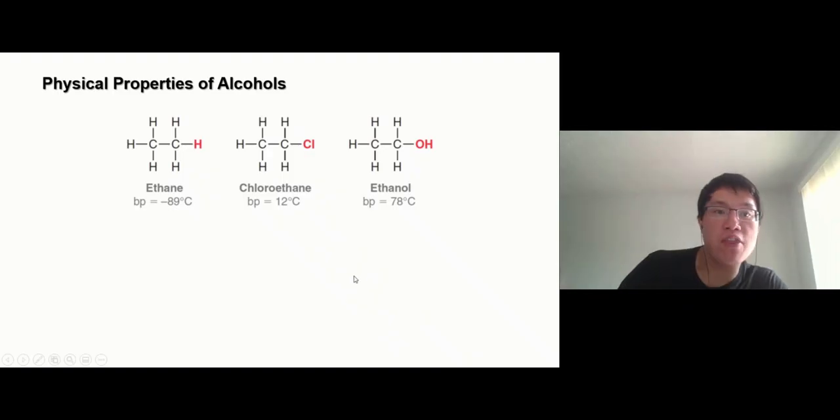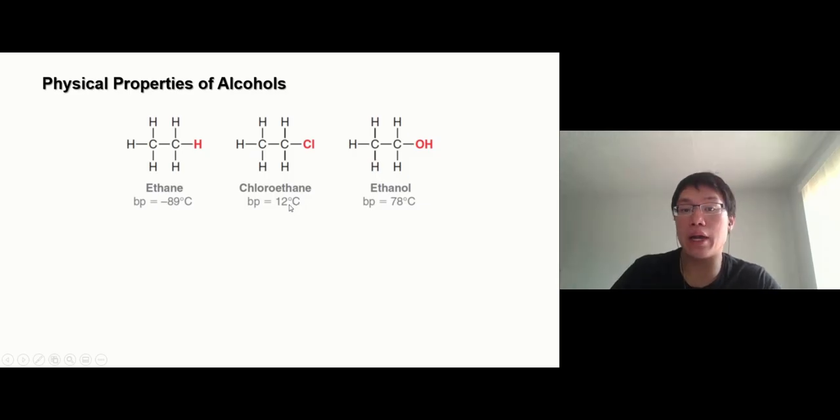Here are some physical properties of alcohols. Look at the boiling point. With similar molecular weight, alcohol has the highest boiling point among all these compounds. We have alkane and alkyl halide. And the boiling point depends on the intermolecular interaction of the molecules.